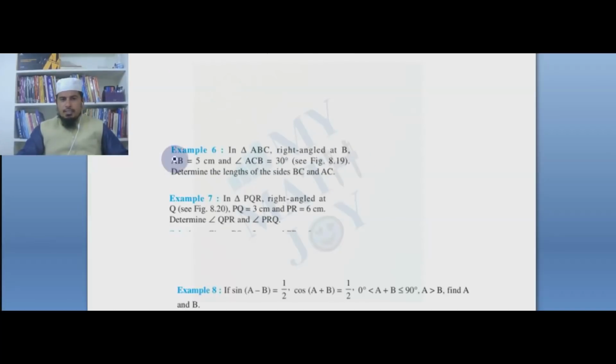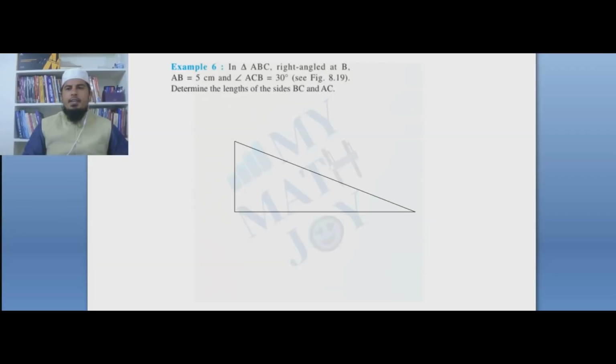Now the sixth problem, a question of this kind. It is written: in triangle ABC, right angle at B, AB is 5, angle ACB is 30 degrees, determine the lengths of sides BC and AC. The trigonometric ratios we don't need to find, but here he is asking us to find the other sides. Let us do this problem. For your sake I have taken a triangle in front of you also. Let us proceed to solve.